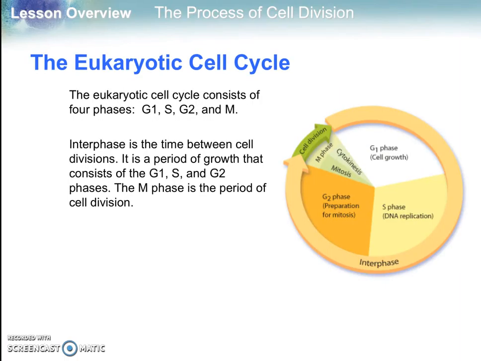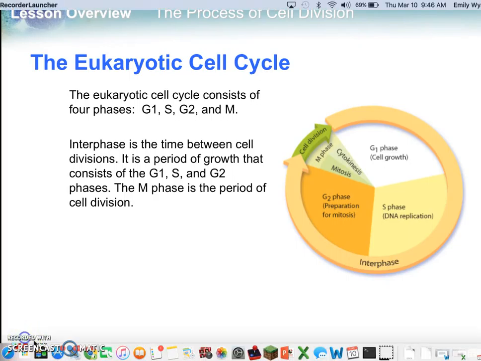In eukaryotic cells, the cell cycle consists of four phases: G1, S, G2, and M. Interphase is the time between cell divisions. It is a period of growth that consists of the G1, S, and G2 phases. The M phase is the period of cell division.